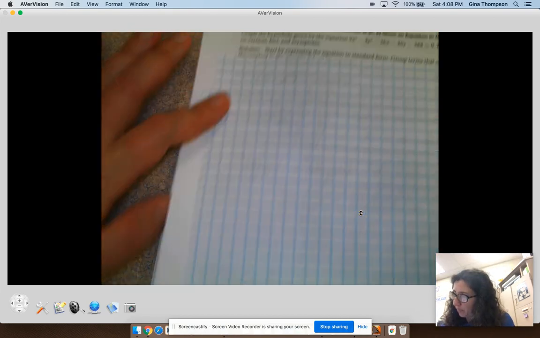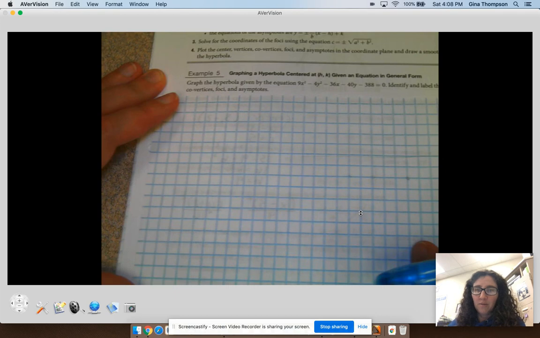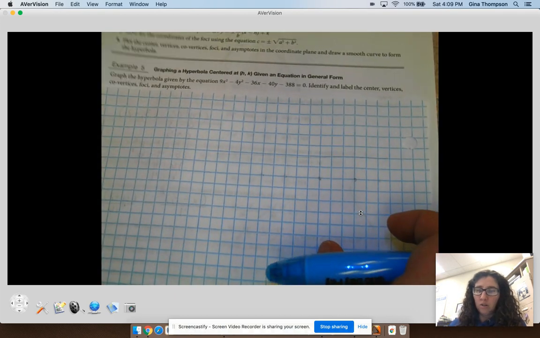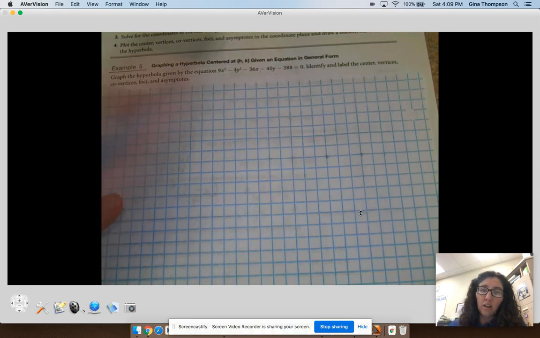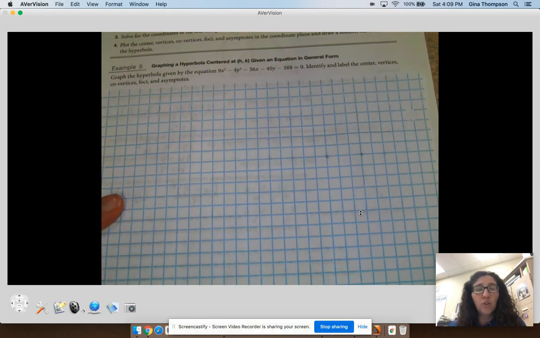Let's do example 5. Graph the hyperbola given by this equation. Identify and label the center, vertices, co-vertices, foci, and asymptotes. Whew, all of it. Again, this is as bad as it's going to get. We can do it, so let's do it.